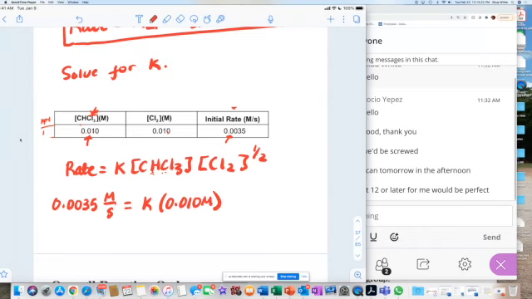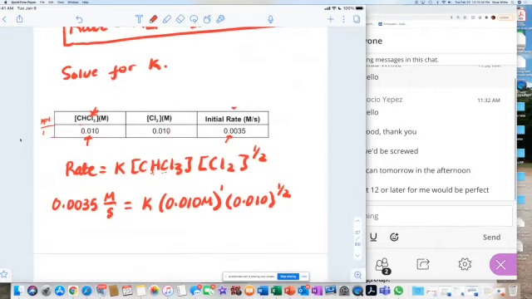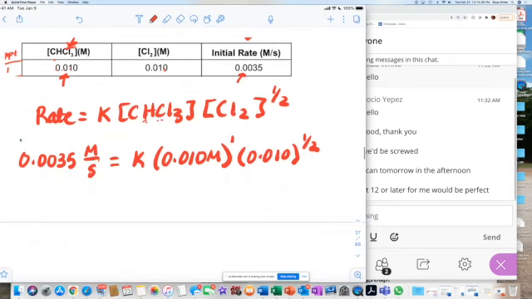0.010 M, raised to the power 1. The 1 is implied. Cl2, 0.010 raised to the power 1/2. And I'm going to solve for K. So to solve for K, I left the unit out there too. Man, I'm forgetting the units. To solve for K, what I'm going to do here is I'm going to open up these parentheses. Okay, let me work this part out first.